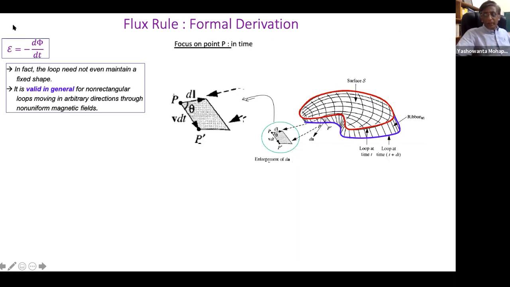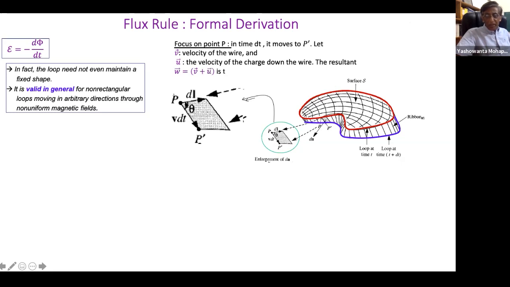So let's focus on point P. Okay, and it moves from P to P prime. I've made it even larger here, from P to P prime. Okay, so this is the dl. So v is the velocity of the loop, and u is the velocity of the charge down the wire. So the resultant, just like in the last example, let's say w, is v plus u. That's the net velocity of the charge at P. All right. And this is the angle theta. So I'm just generalizing the last example to any arbitrary loop.